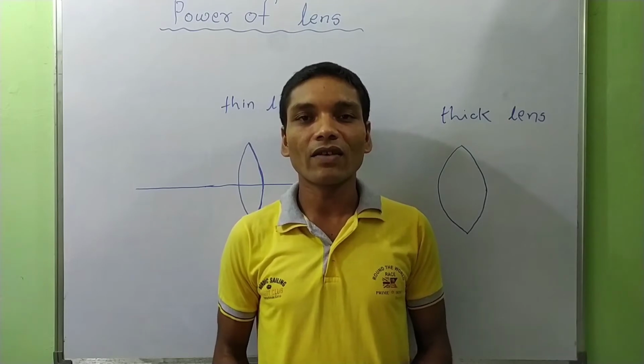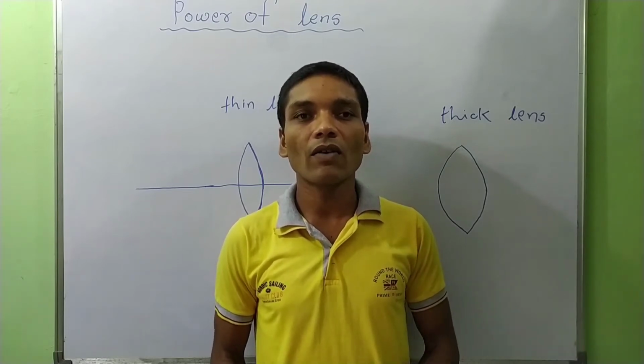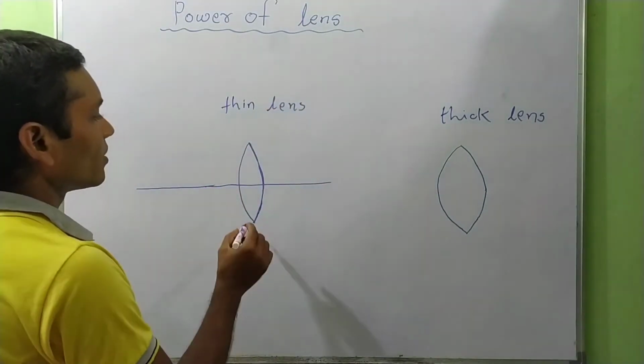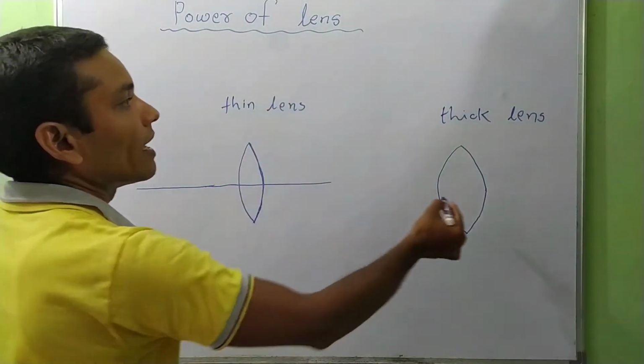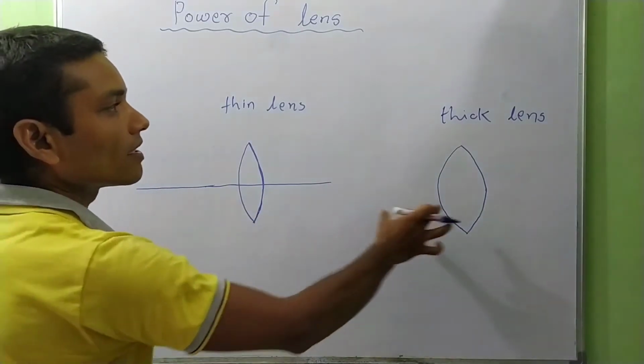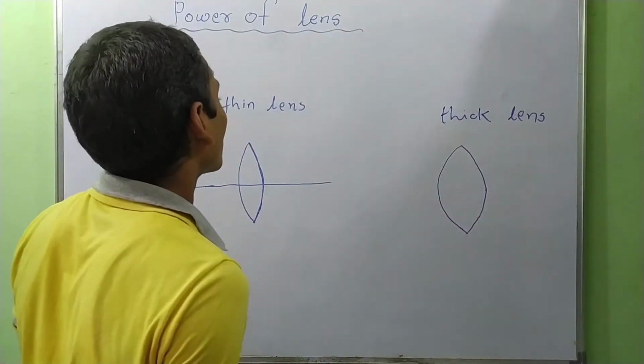Students, in this lecture we will study about the power of lens. So consider two lenses. This is thin lens and this is thick lens. Thin lens means patla lens. Thick lens means mota lens.